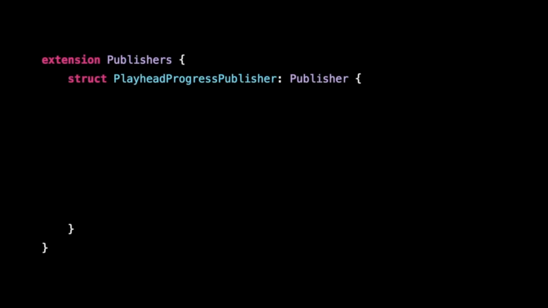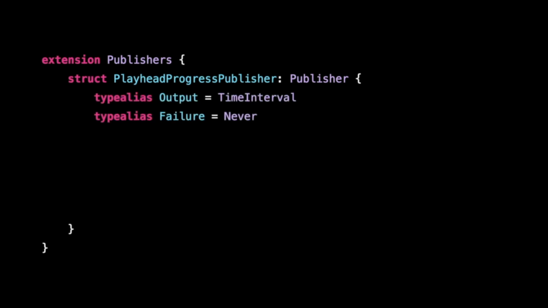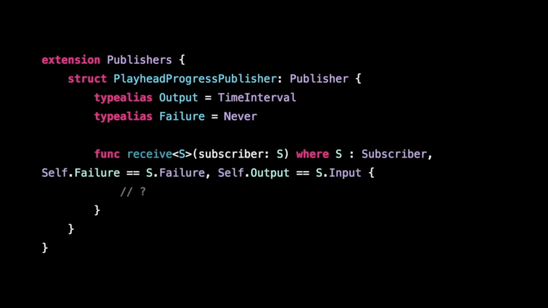Let's start by declaring a publisher. The first thing to do is to define its output and error types. This publisher will emit the playback progress and no errors. Next, the publisher needs to be able to accept subscribers. One important thing to note here is that the subscriber's input must match the publisher's output, and the error types must match as well.